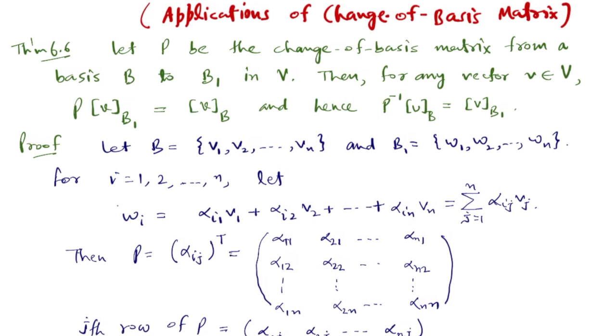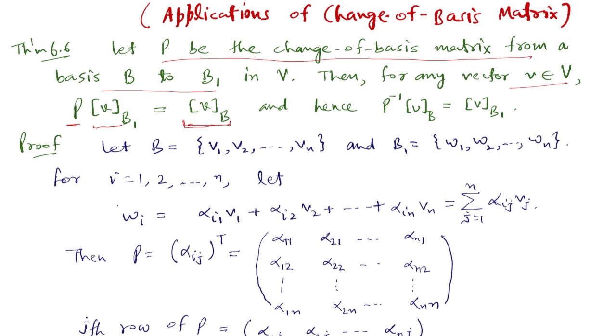In this video we shall see the applications of change of basis matrix. Let P be the change of basis matrix from a basis B to B1. Then for any vector V in the vector space, this theorem says that if we multiply the matrix of V with respect to B1 by P, then we get the matrix of V with respect to B. That means if we pre-multiply the matrix of V with respect to the new basis by P, then we get the matrix of V with respect to the old basis.